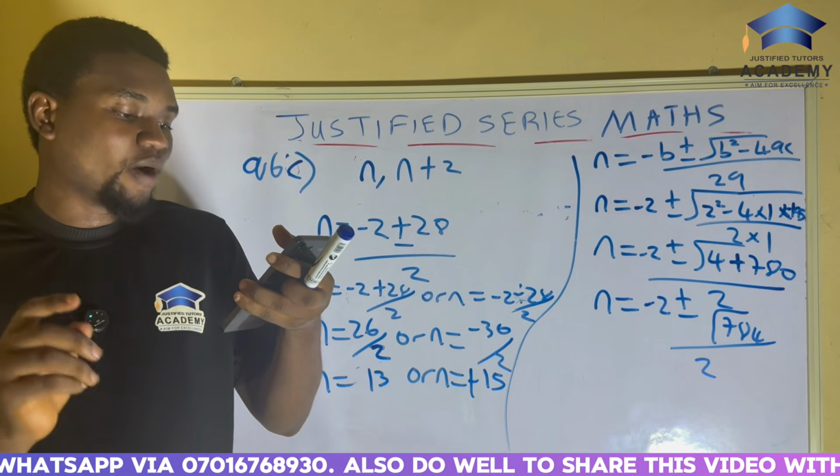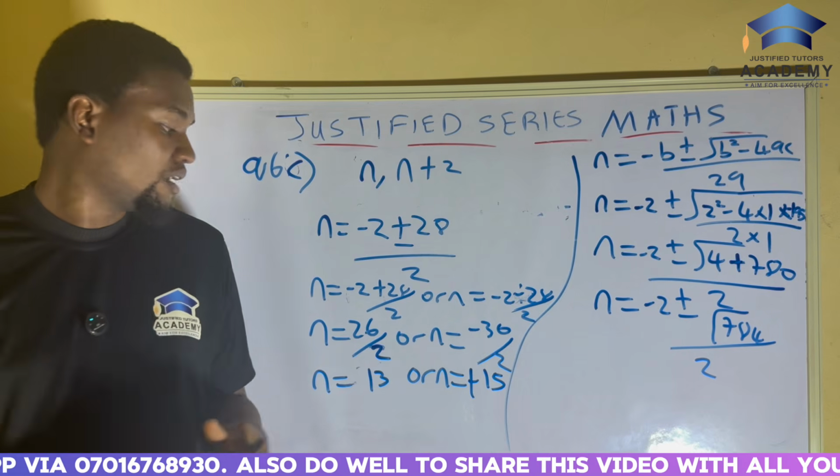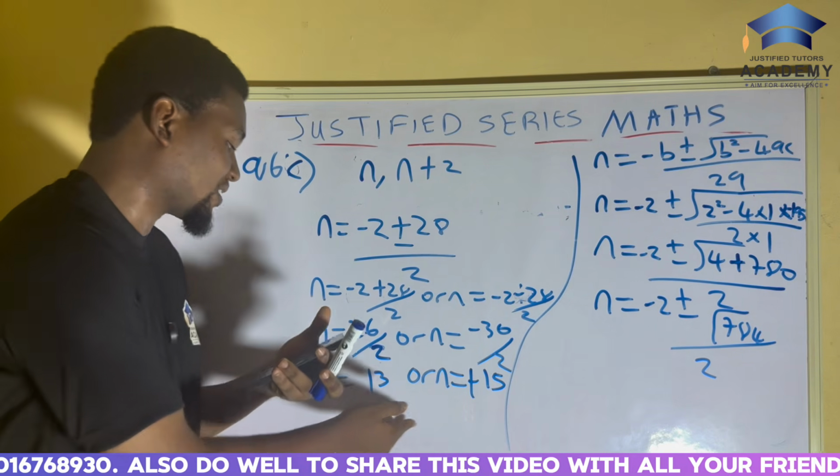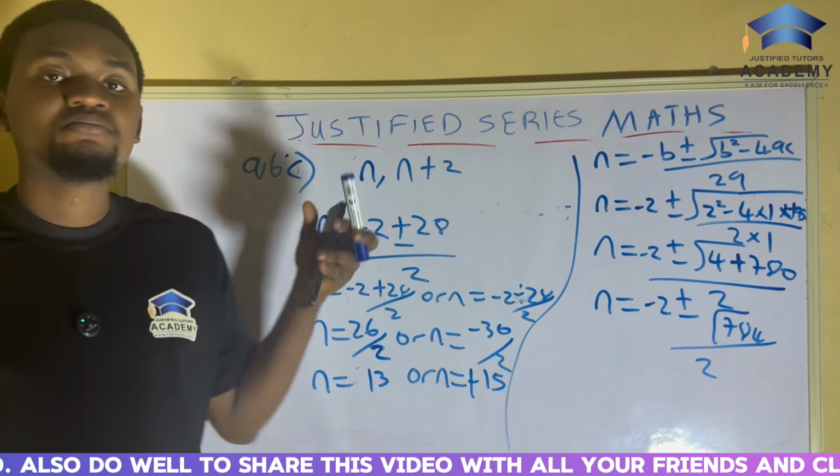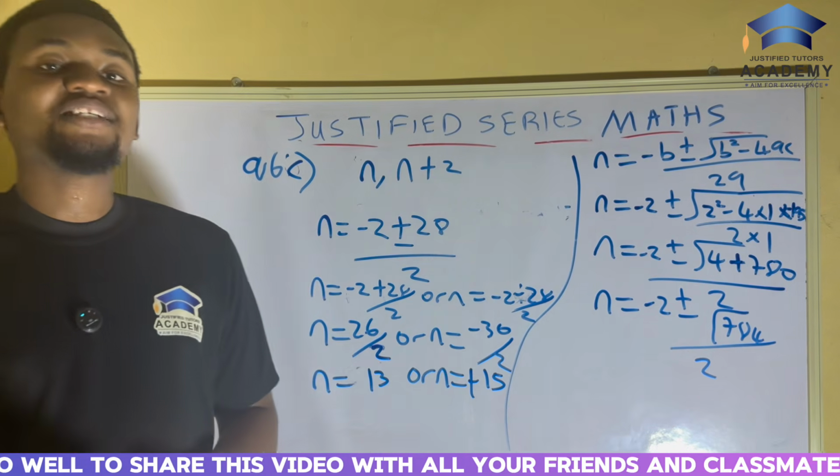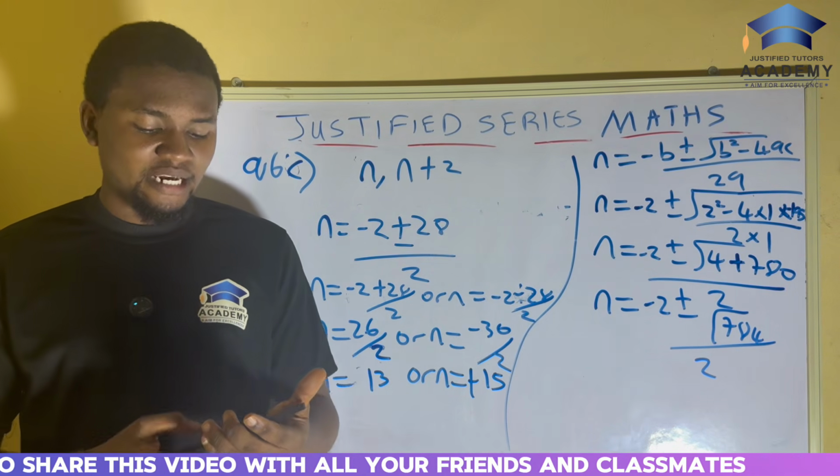So now, without wasting much time, ladies and gentlemen, these are the two consecutive numbers. You can see them, 13 and 15. Simple as ABC. So now, ladies and gentlemen, we've come to the end of today's class. I trust you enjoyed it.